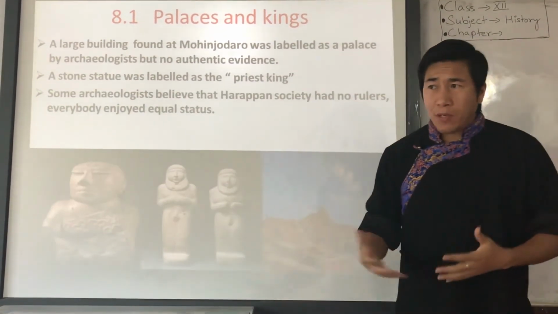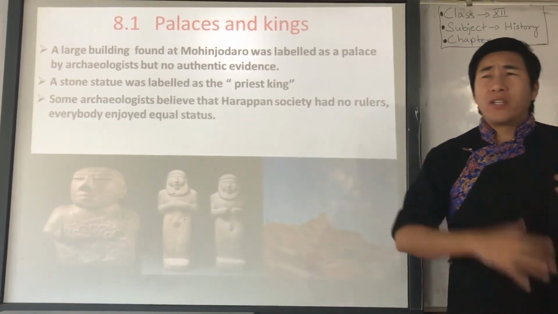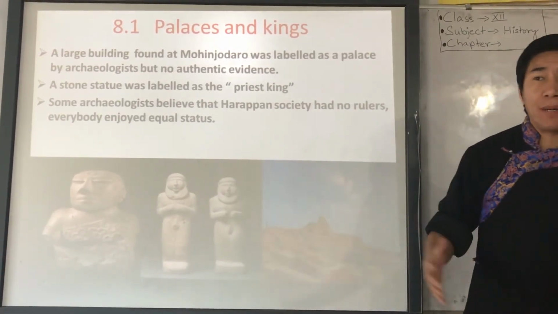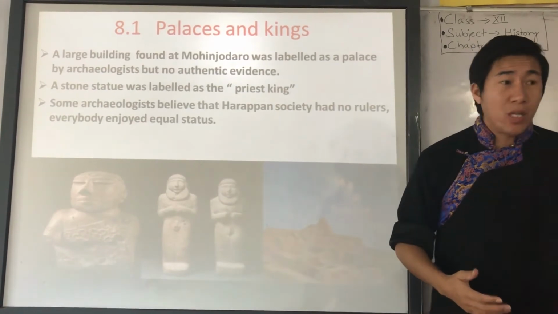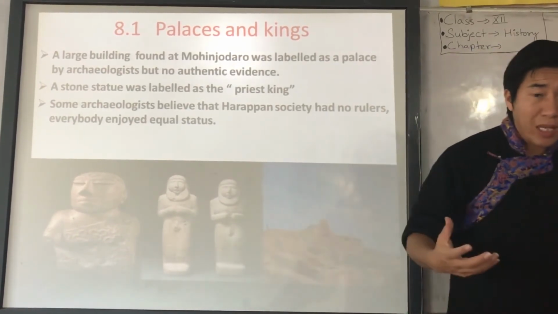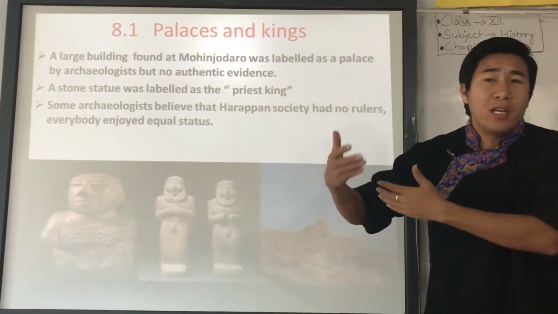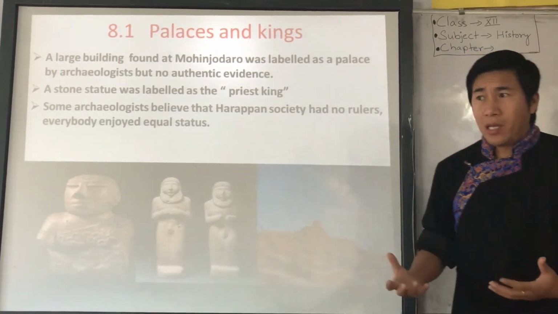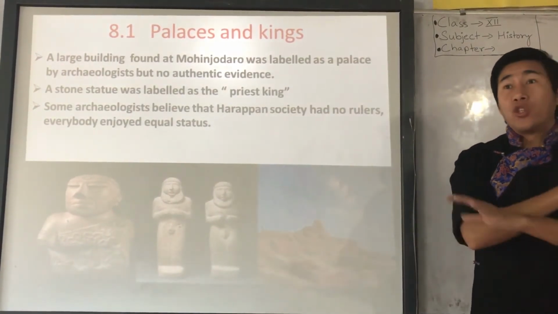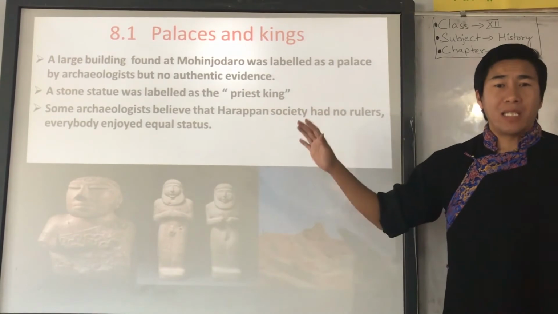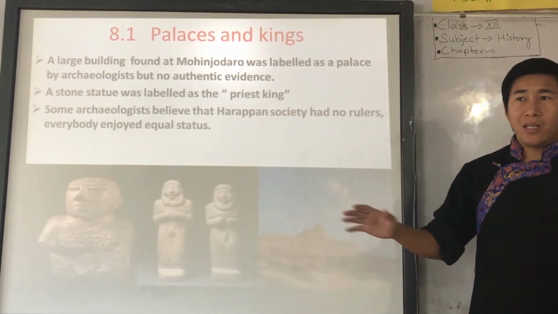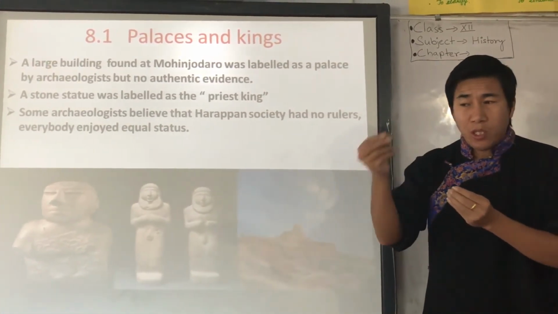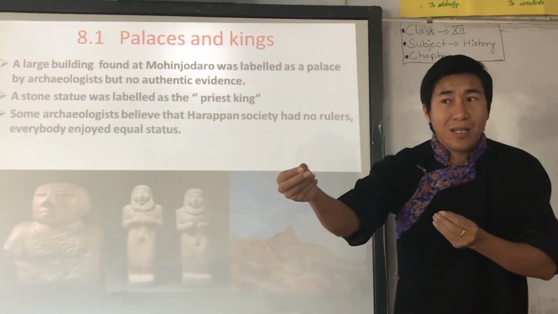Now, the question about kings or rulers. Different historians have different notions about it. Was there one king? Were there many kings? Was there no king? Some say that the Harappans had no king, and everybody enjoyed equal status. All were equal. Some historians give this kind of hypothesis.